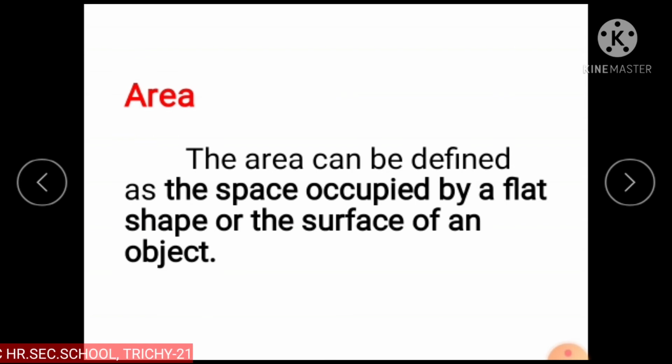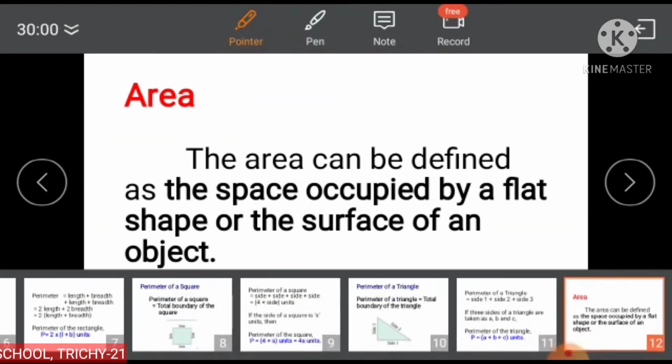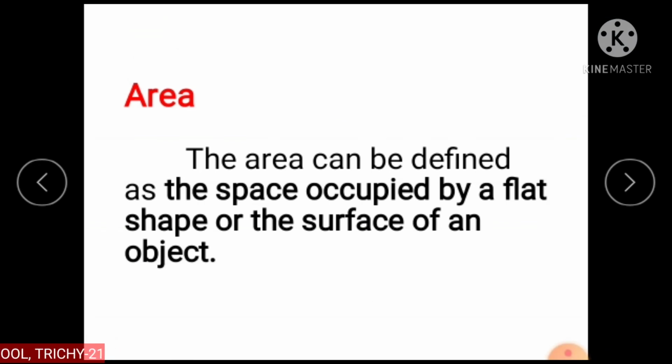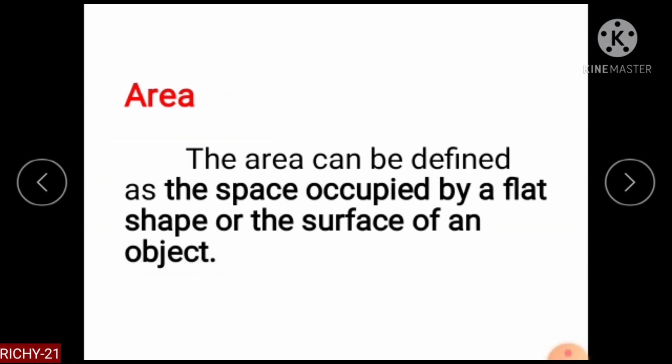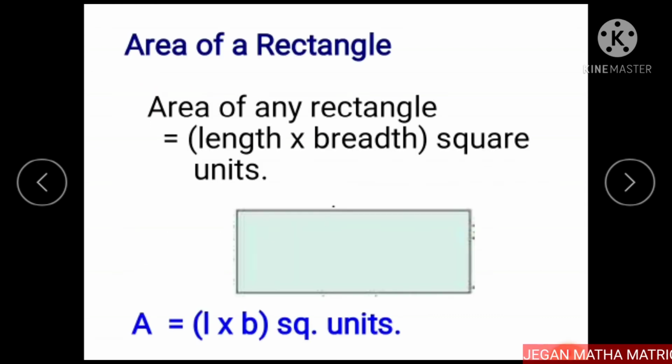Area. The area can be defined as the space occupied by a flat shape or surface of an object. Area of rectangle. Area of any rectangle equal to length into breadth square units. A equal to L into B square units.